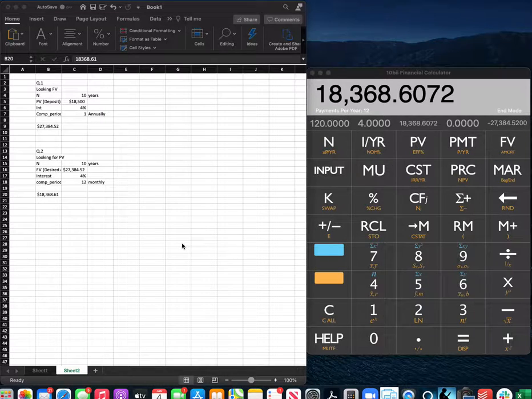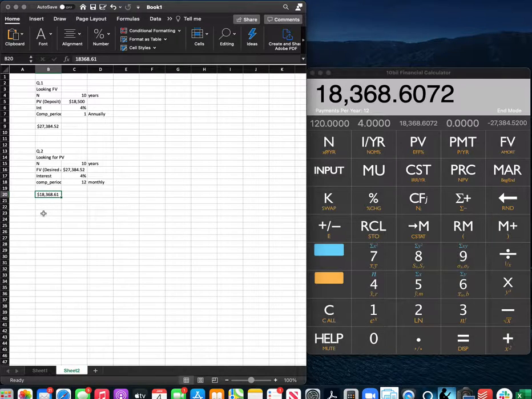is you can actually back into interest rate, you can back into your N, you can back into your payments. All you have to do is fill in the other variables to do so. So let's go ahead and take this same scenario, but let's flip it around. Let's say we want to find interest rate.